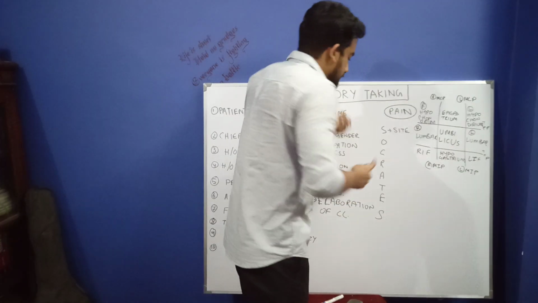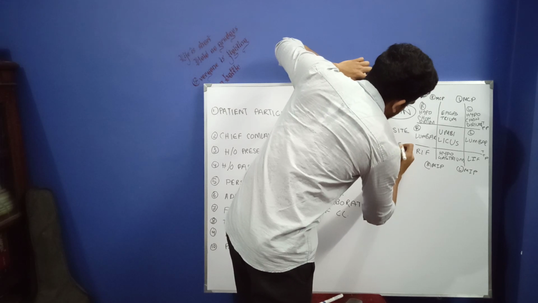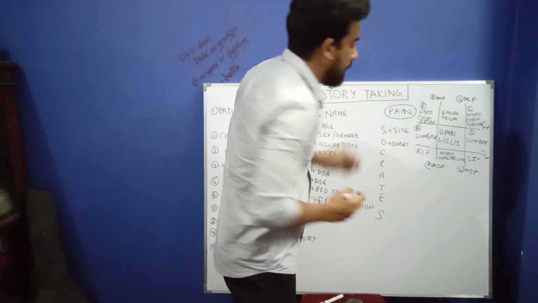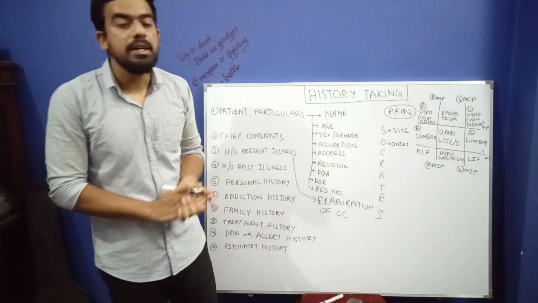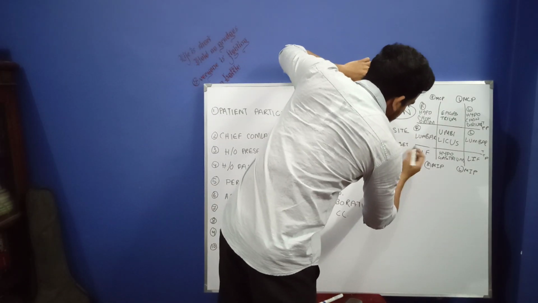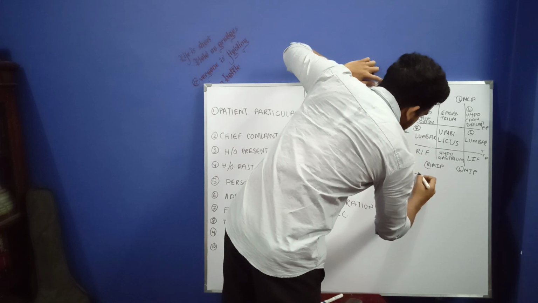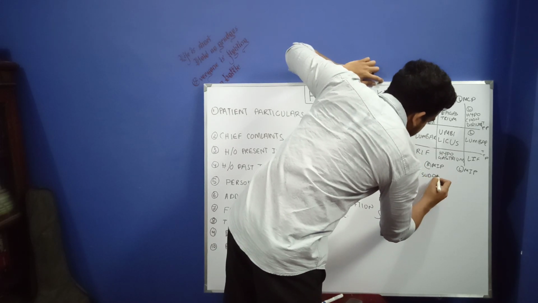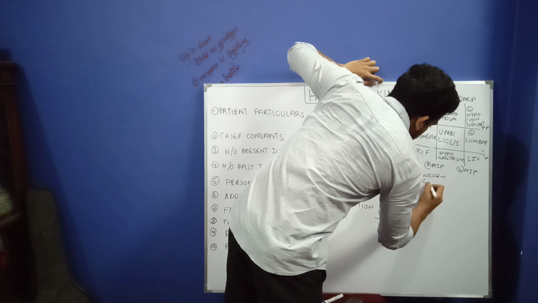Now next is onset. Onset might be sudden or gradual. So we have two types of onset. I don't have space here to write it down, but it will be sudden or gradual.